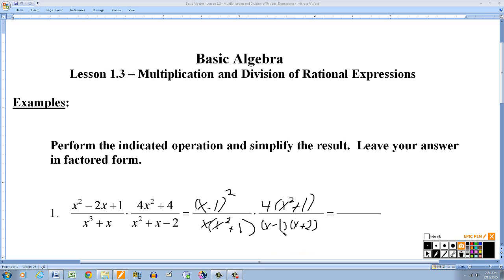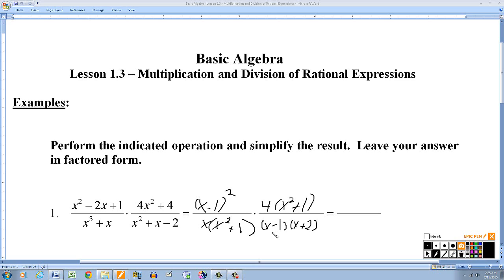And always check. x times x is x squared. 2 times minus 1 is minus 2. And then the x here times the minus 1 is minus 1x. 2 times the x is 2x. 2x and minus x is plus x. That checks. Okay, so once you have each numerator and denominator factored out completely, then you go ahead and proceed to divide out the like factors.